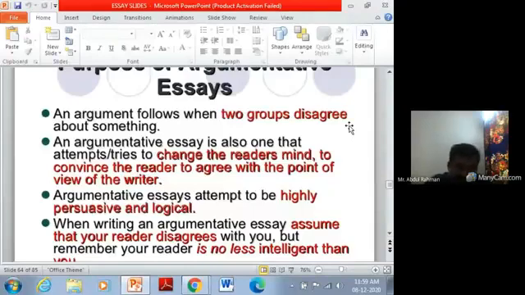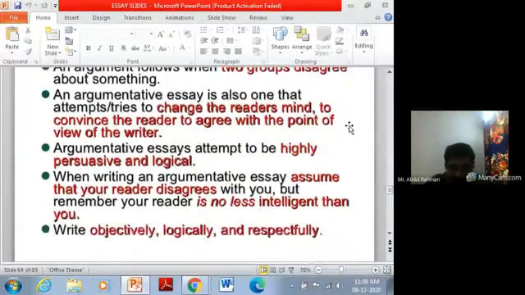These essays are highly logical and persuasive. Whatever you have to say, you have to say it with logic or with a reason. And the difference of opinion should be respectfully catered to. So you need not show any kind of disrespect in argumentative essays.